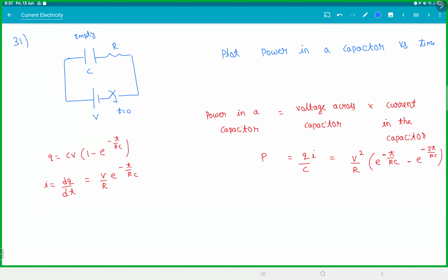The value bumps up and then comes down. At infinity, again it becomes zero. Again, understand, power means how fast you are charging it. So we have to do maxima and minima. So dP/dt is equal to zero. When you do this, you end up with minus 1 by RC e^(-t/RC) plus 2 by RC e^(-2t/RC) is equal to 0. This comes out to be time t equals RC ln 2. This is the time when the power is maximum.